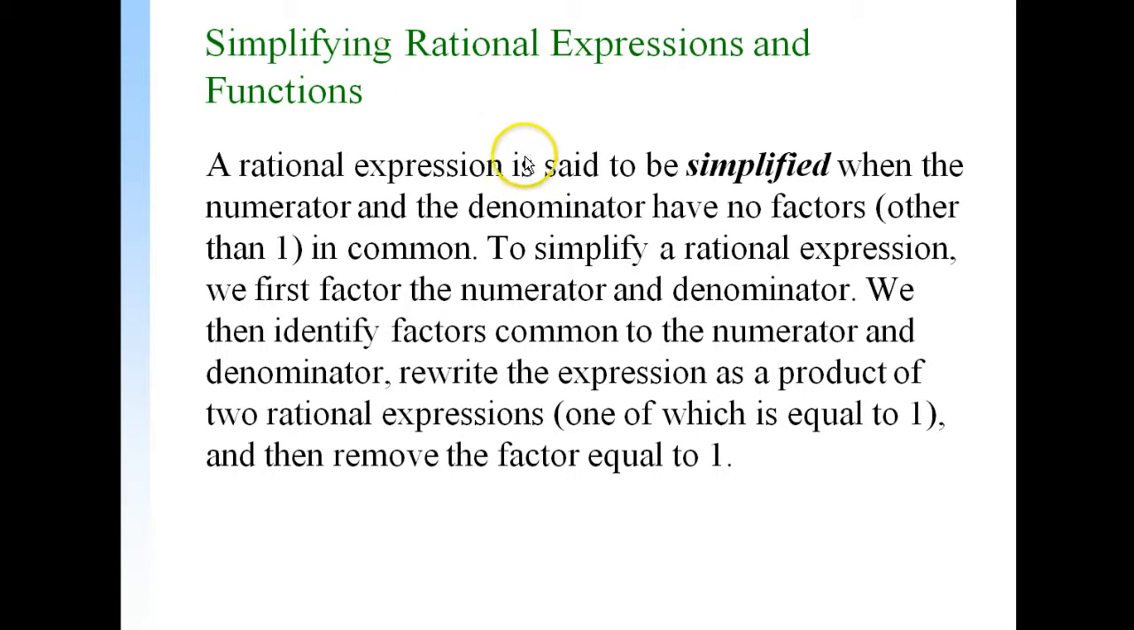Now, one of the main things we're going to be doing in this section is to simplify rational expressions. And the process we commonly refer to as canceling out common factors. And we'll illustrate that. And a factor that is equal to 1 that we can cancel out.